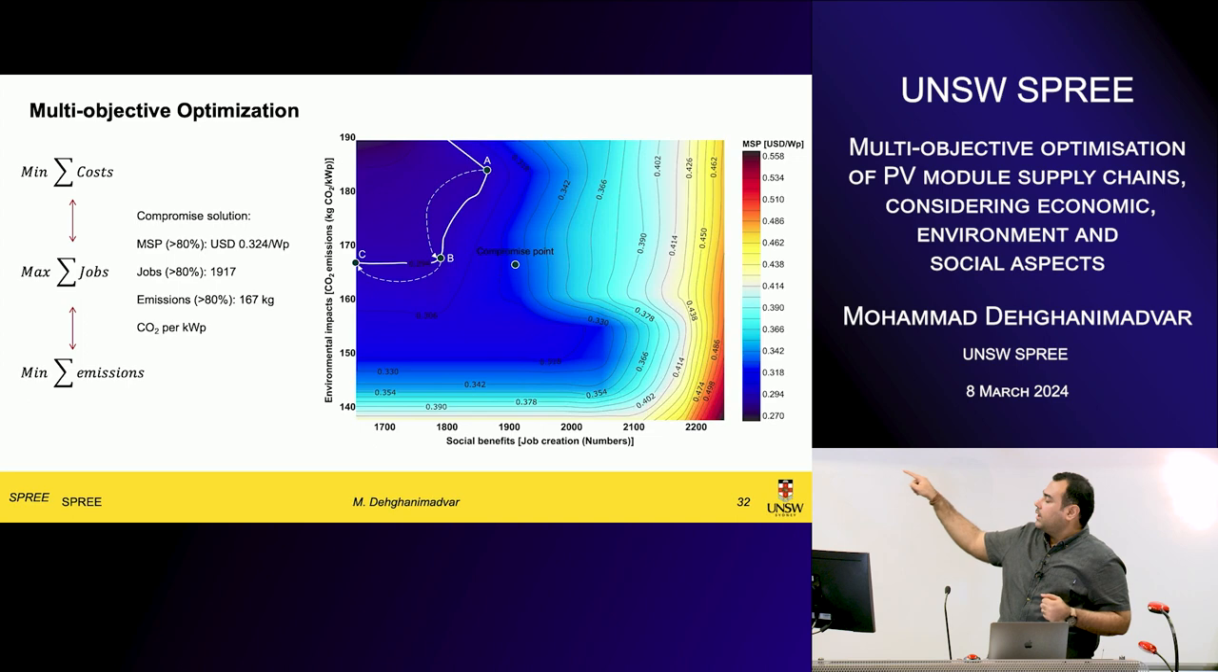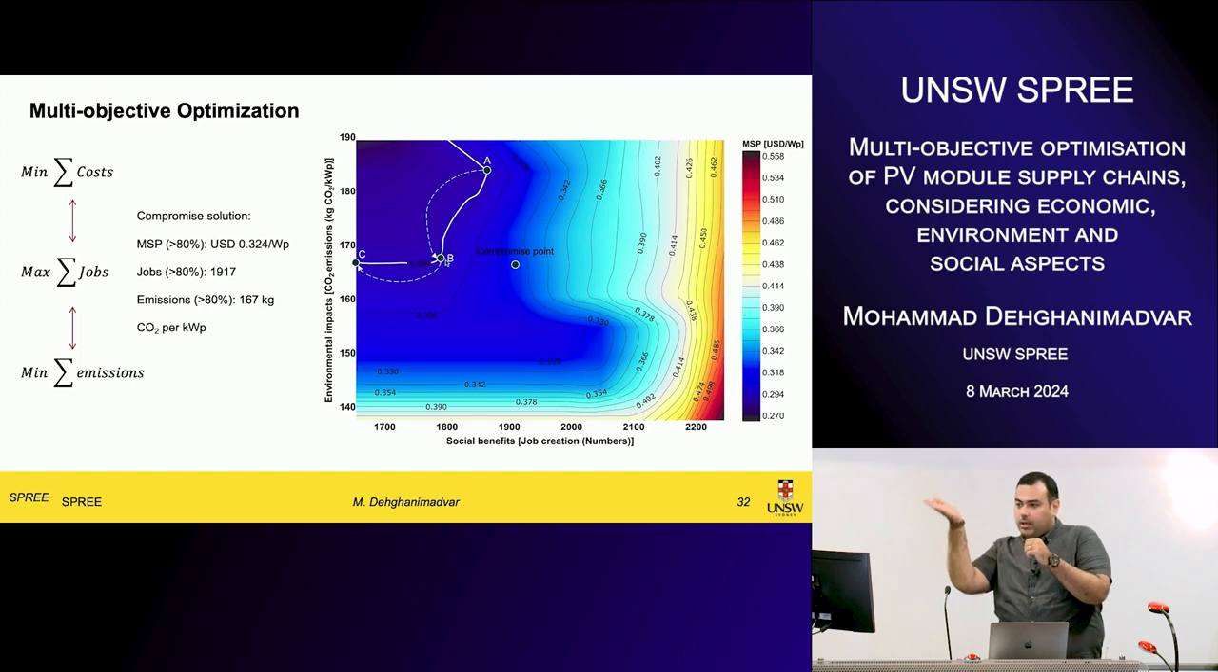Obviously some of the points are not optimal. For example, the white line: if we move from point A to point B, we are still staying at the same MSP, but we decrease the number of jobs and make a better environmental decision. But from point B to point C, it is not an optimal set, because when we go from B to C, we don't do anything better on the environmental side, but we decrease the number of jobs that we can create.